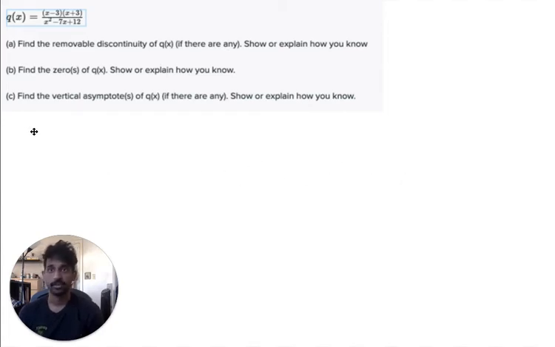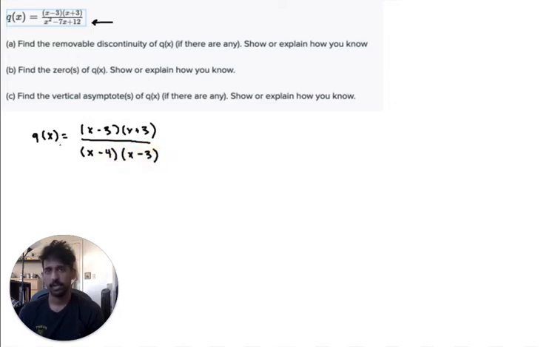So this first one, find the removable discontinuity. Okay, well, let's just do all of our analysis at once. So I know q of x is this function that they have at the top, x minus 3, x plus 3, divided by this over here, x squared minus 7x plus 12. However, I know, because the question's asking me about removable discontinuities, I probably want to factor this. And I know also, because I've been practicing my factoring for the past couple weeks, that x squared minus 7x plus 12 can be factored as x minus 4, x minus 3.